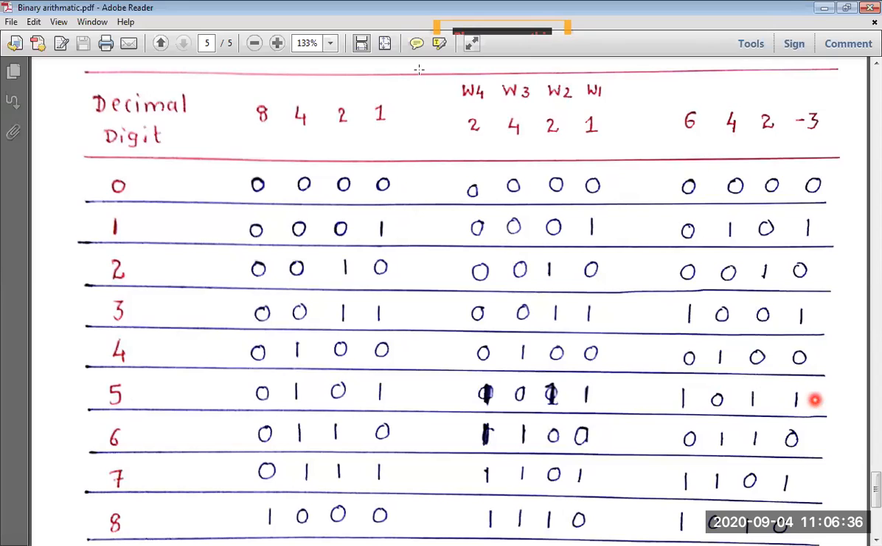What is the time? Okay, let me take attendance.